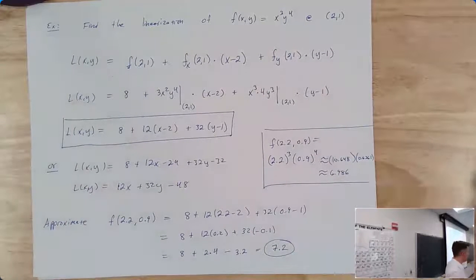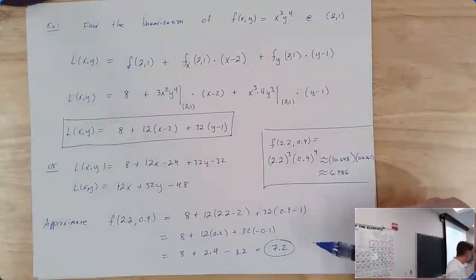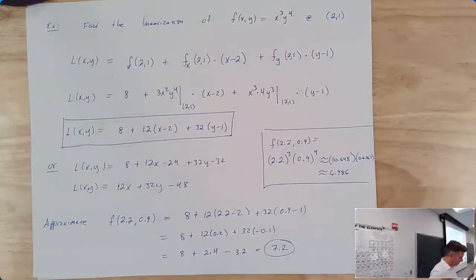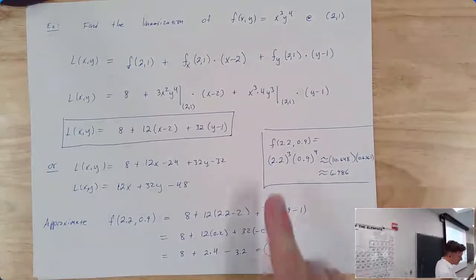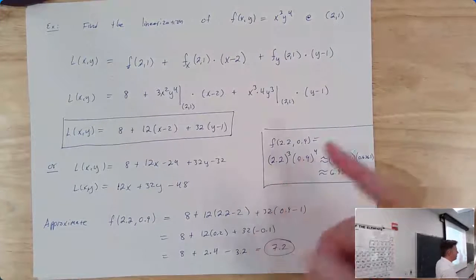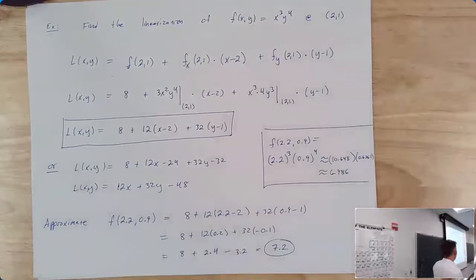So pretty good, right? Our approximation wasn't that bad. It's definitely easier to calculate than if we didn't use it, right? This is easy to calculate if you have a calculator, no big deal, 2.2 cubed. If you don't have a calculator, that's not the easiest thing to do. It takes some work.